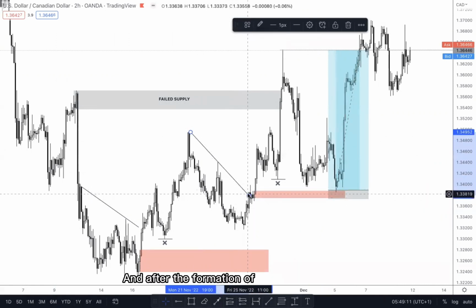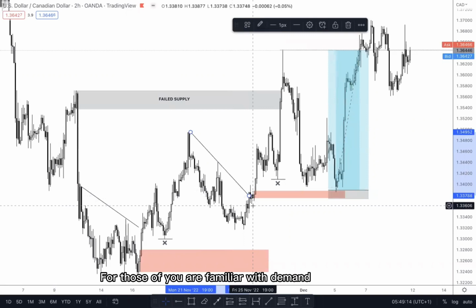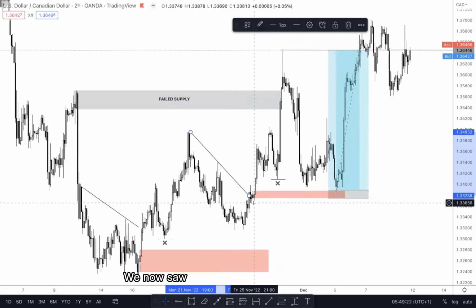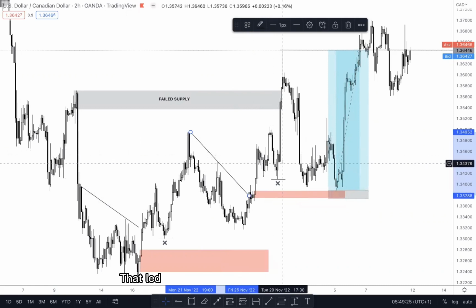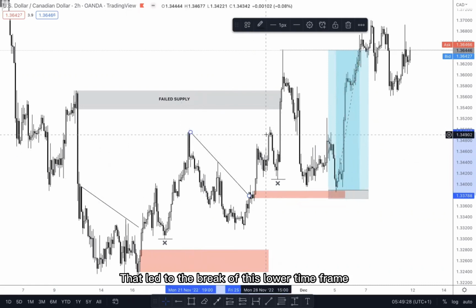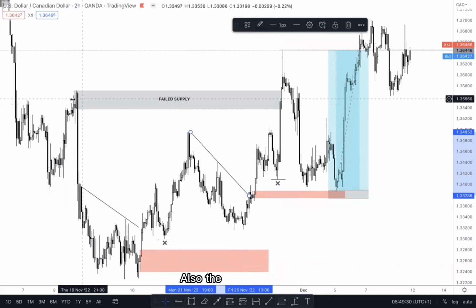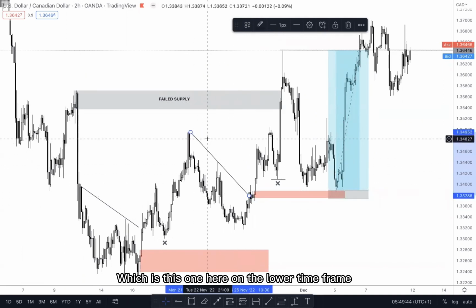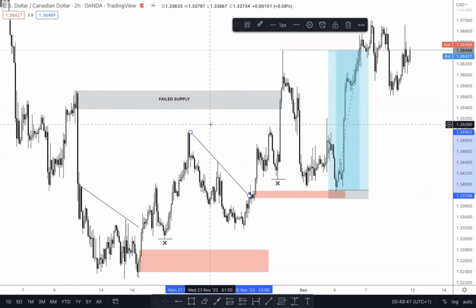And after the formation of this demand level, for those of you who are familiar with demand and supply candles, you're able to know what I'm talking about. So after the formation of this demand level here, we now saw a strong reaction to the upside that led to the break of this lower time frame supply chain and also the break of this higher time frame supply level. So the formation of this demand led to violation of two supply levels, which is this one here on the lower time frame and this one here on the higher time frame.